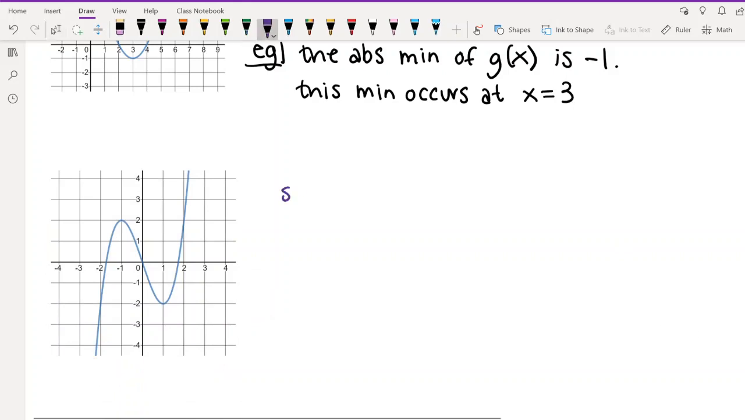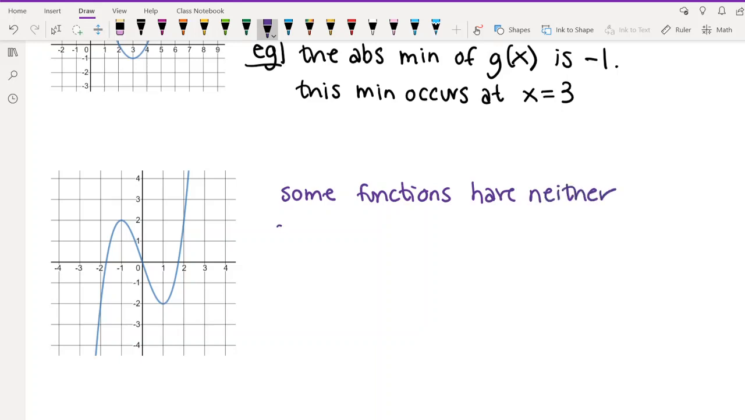So some functions have neither an absolute minimum or an absolute maximum, right? This graph, if we were to remind ourselves that it continues off the page, we can see that it doesn't have a very highest or very smallest value, right? It just keeps going. There's no highest point contained in the graph, no lowest point contained in the graph.